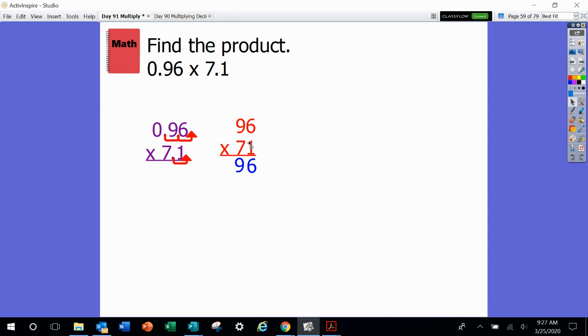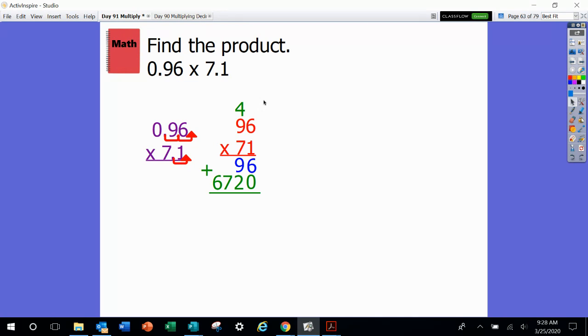I'm done with this place value here, so I'm going to go ahead and put my placeholder 0. Don't forget to cross that out, so that way we know it's the placeholder 0 and not just a 0 from when I multiplied. 7 times 6 gives me 42. 7 times 9 gives me 63, and 63 plus this 4 gives me 67.